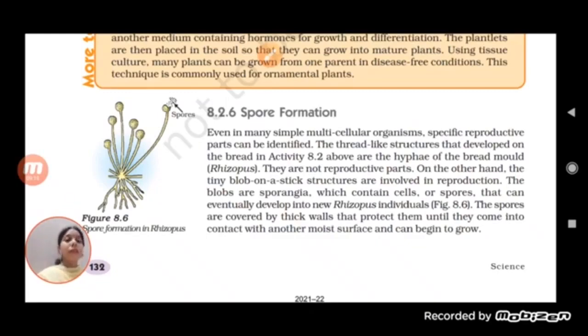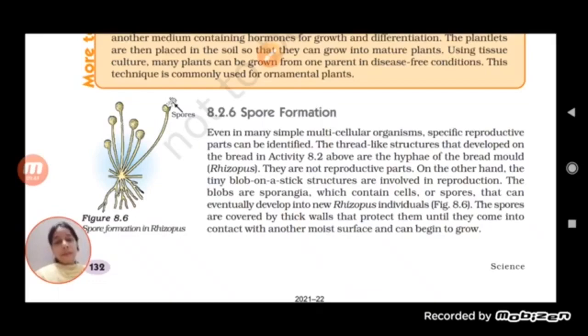Basically, see students, in a simple multicellular organism there are specific reproductive parts which can be identified, like in the case of fungi. What happens in fungi? Fungi are of different types, students. In one of the fungi, you will find a thread-like structure that basically develops on the bread. You have heard about bread mold.